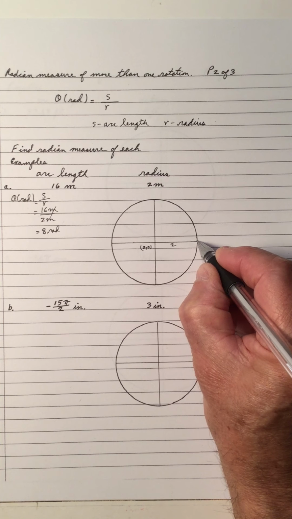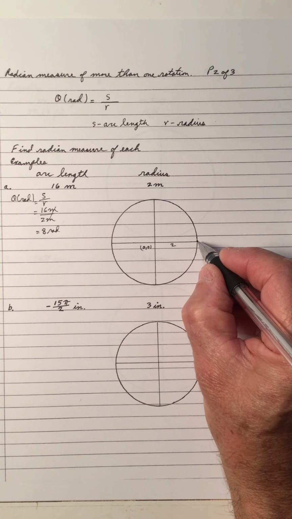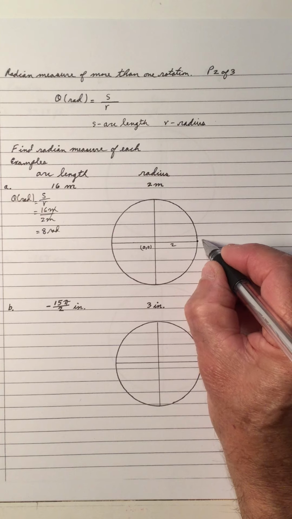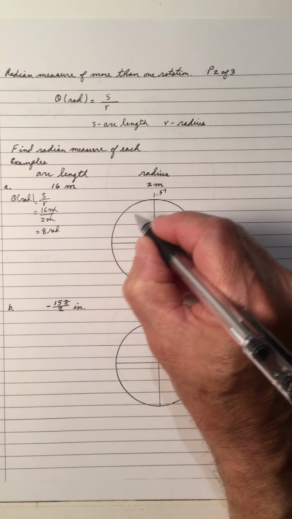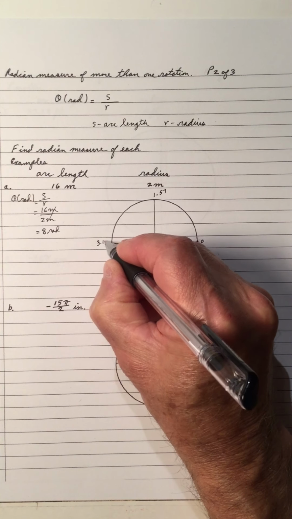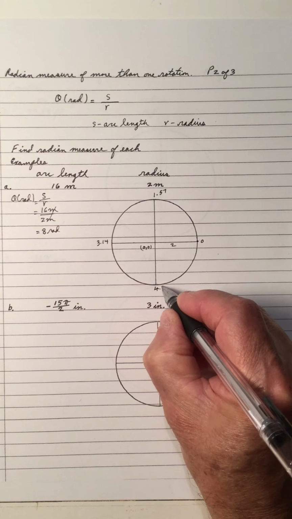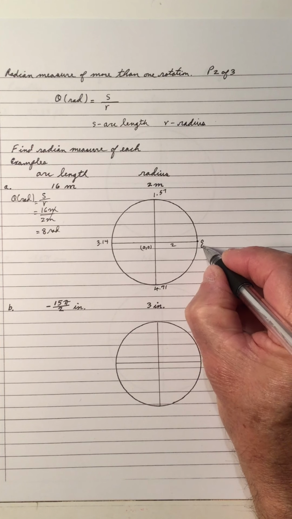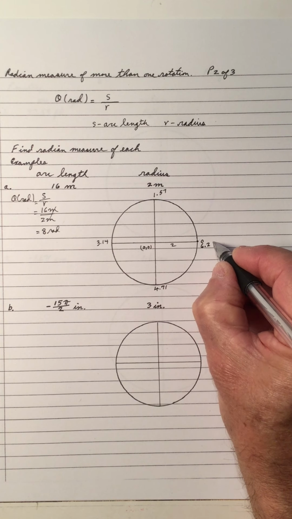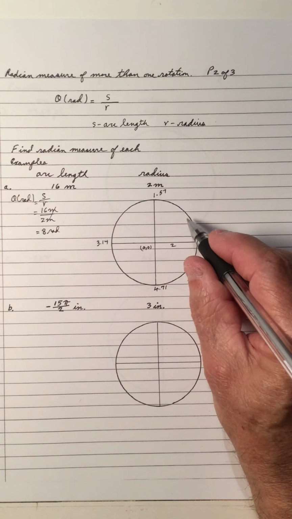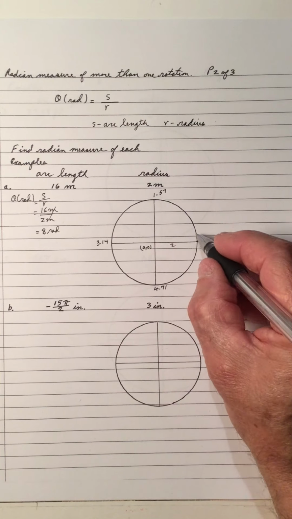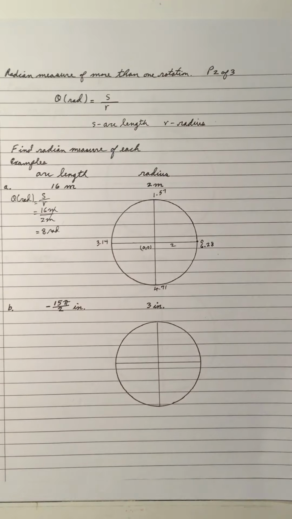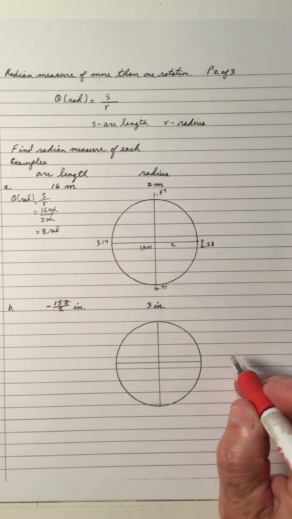So, starting here, in terms of radians, we have 0, 1.57, 3.14, 4.71, and all the way around is 6.28, which is one revolution, 6.28 radians. So we have 8 radians. What I'm going to do is use a red pen to do the rotation on the outside.